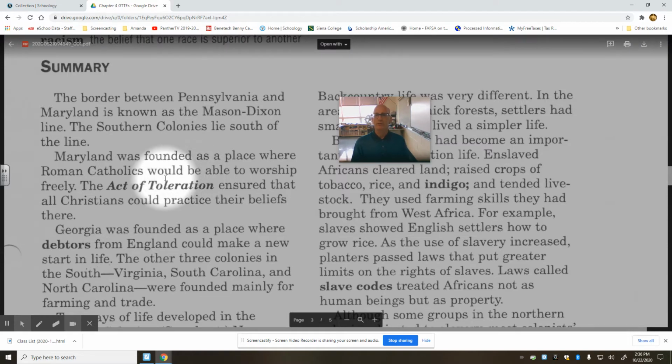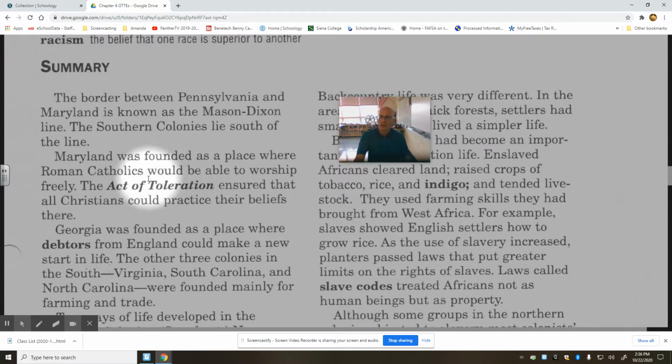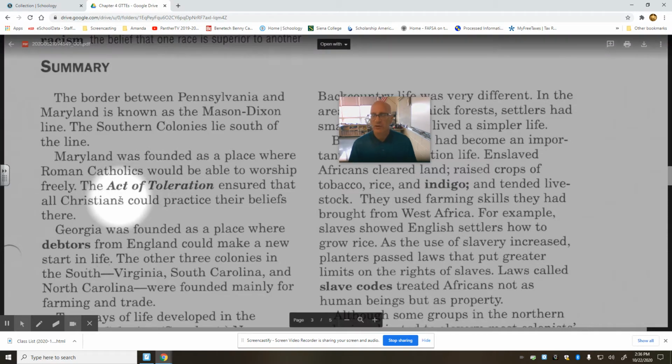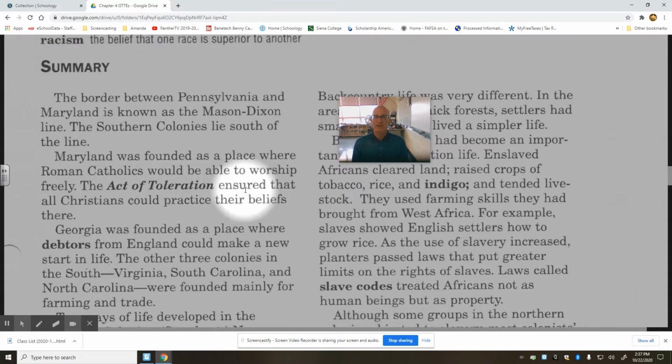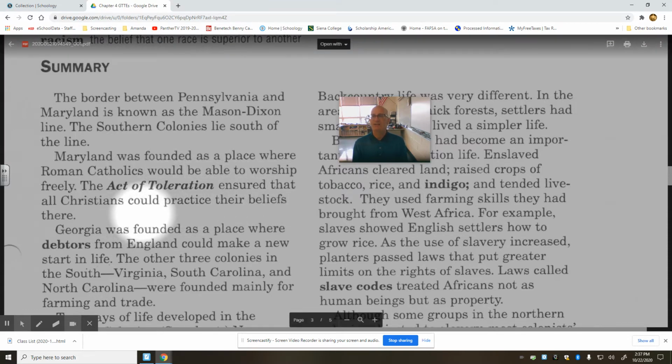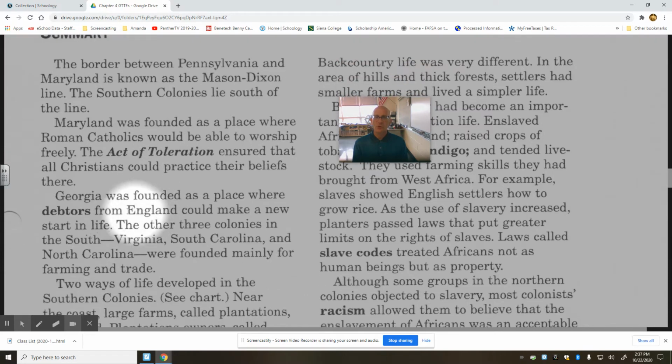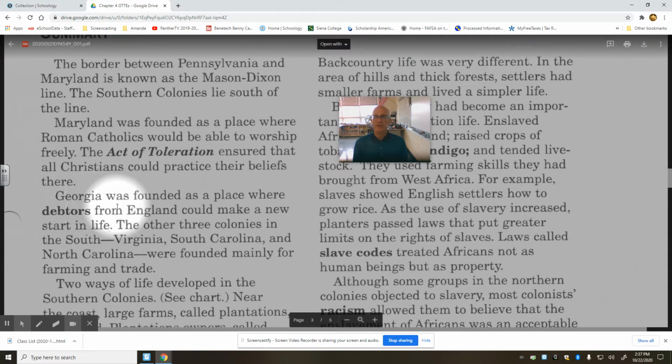Now, Maryland, which is one of the southern colonies, the farthest north southern colony, was founded as a place where Roman Catholics would be able to worship freely. And in 1649, the Act of Toleration ensured that all Christians could practice their beliefs there. Georgia, another southern colony, was founded as a place where debtors, people who were in debt from England, could make a new start in their life.